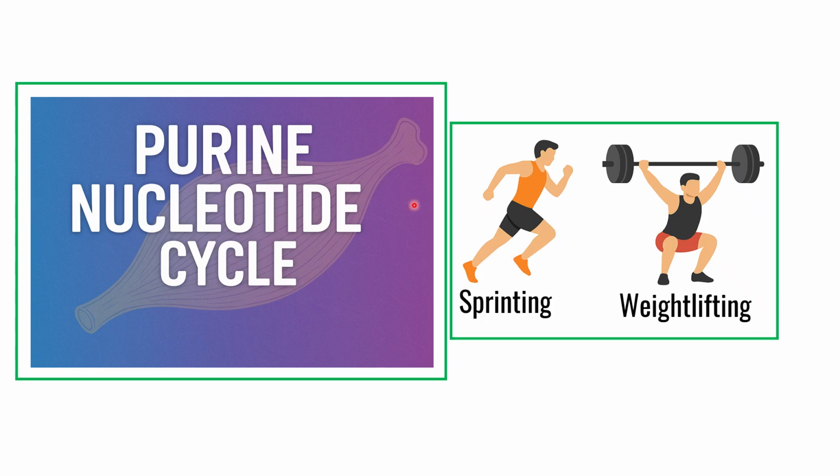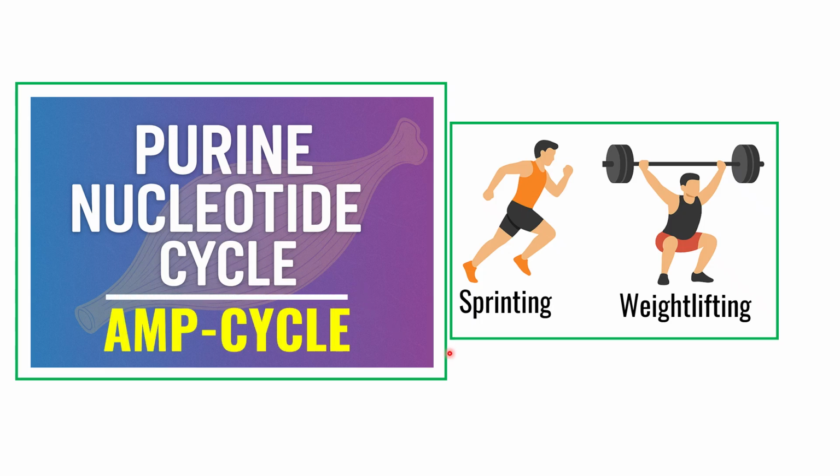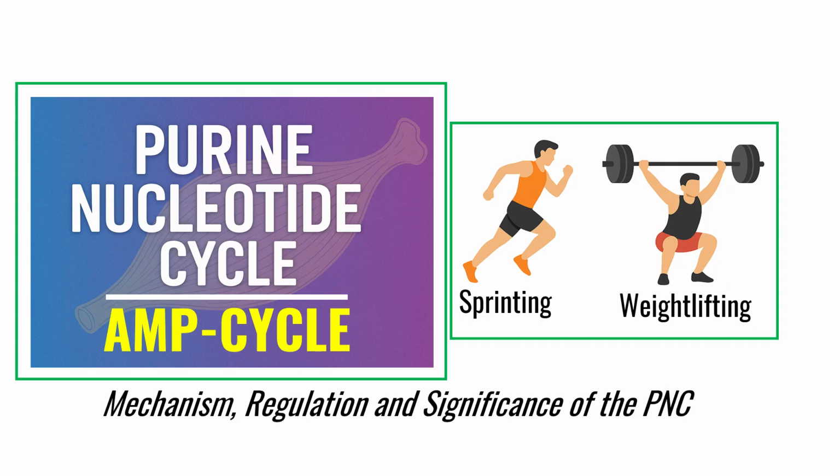When we are doing high intensity exercise, the body needs energy in the form of ATP. This cycle, the purine nucleotide cycle, is an important metabolic pathway that supplies energy utilizing purine, particularly AMP or adenosine monophosphate. That is why it is also called the AMP cycle. In this video, we will explore the mechanism, regulation, and significance of this cycle during high intensity exercise. Therefore, I welcome you to this video on the purine nucleotide cycle. Please watch it till the end.